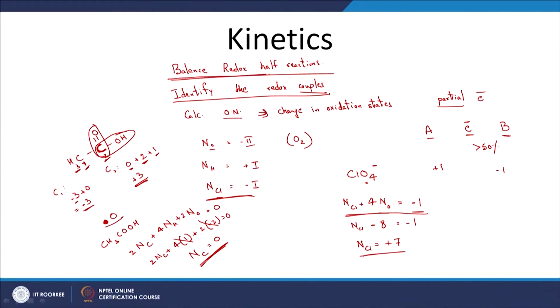Again, let us move on, we digress. First we are trying to balance the redox half reactions. In that case we identify the redox couples, as in that particular case chromium 6 reduction to chromium 3 plus.